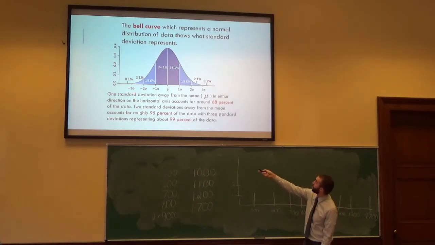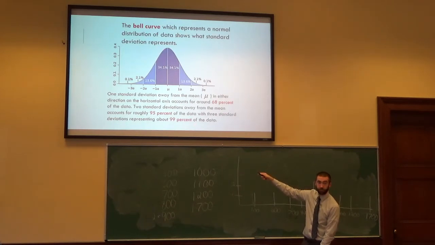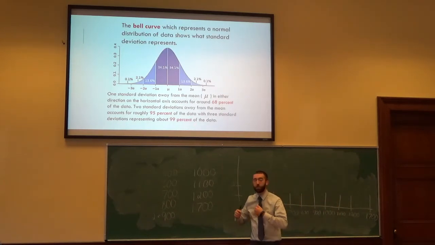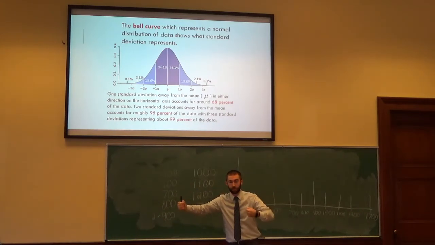So one standard deviation away from the mean, in either direction, on the horizontal axis, accounts for around 68% of the data. So we're looking at a normal distribution. 2 standard deviations away from the mean accounts for roughly 95% of the data, and 3 standard deviations represent 99% of the data. So standard deviations communicate to us some standard distance from the mean.